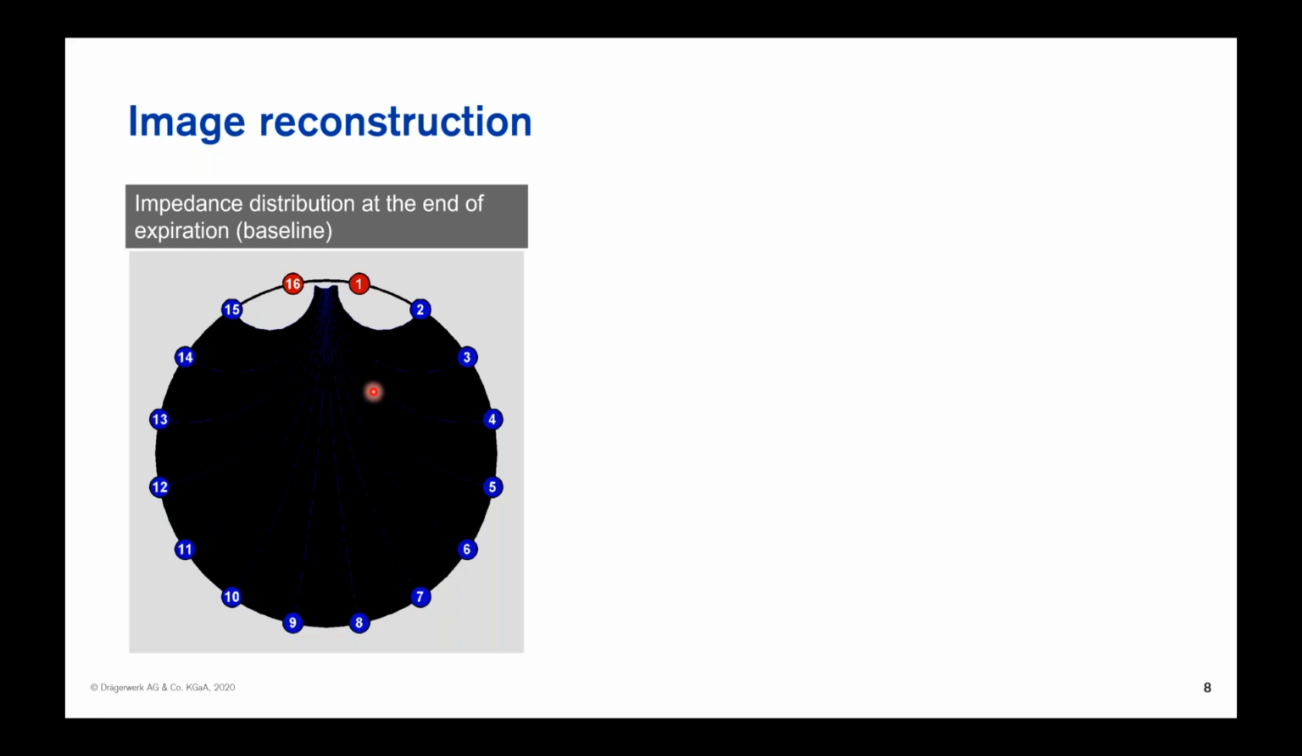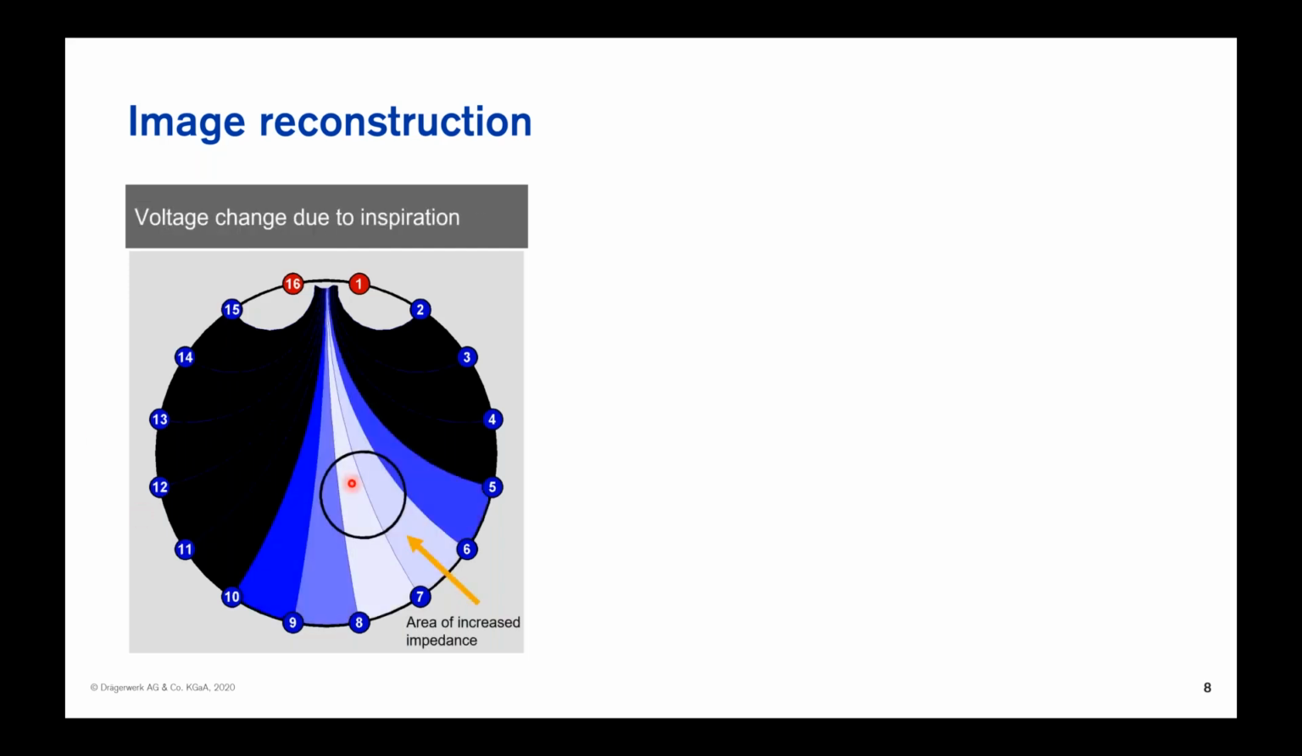And then starting from the baseline during the inspiratory phase, you will see that in some regions, the air content will increase. And those are typically those regions where the lung tissue is located, which is contributing to the inspiratory phase and the change in the tidal volumes. And in those areas, we see an area of increased impedance that results in an increase of the voltages that are measured behind this area of increased impedance, if we take it from the perspective of the current injection.